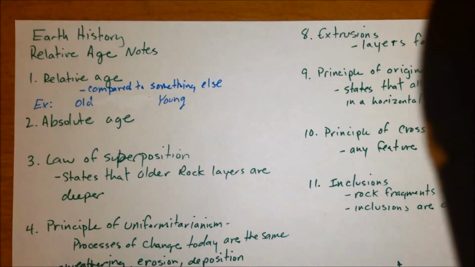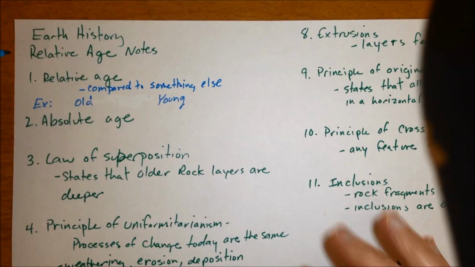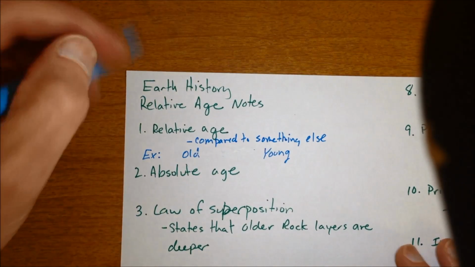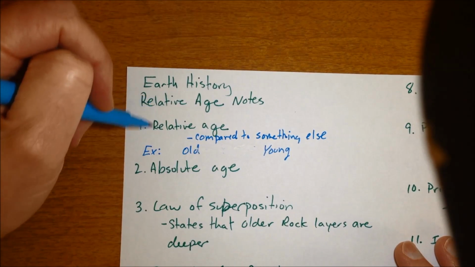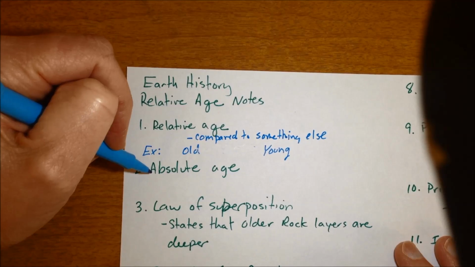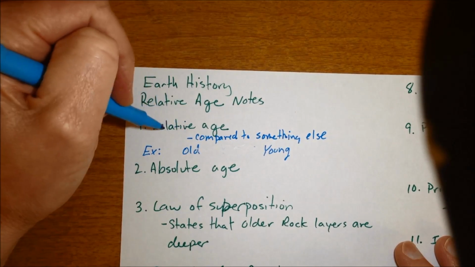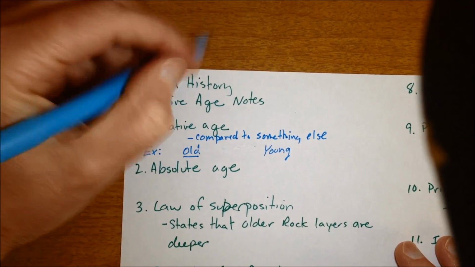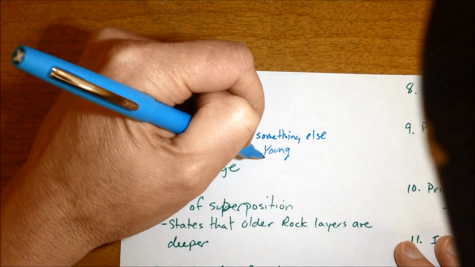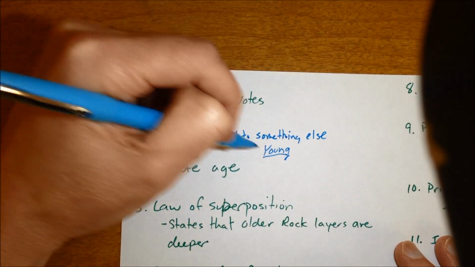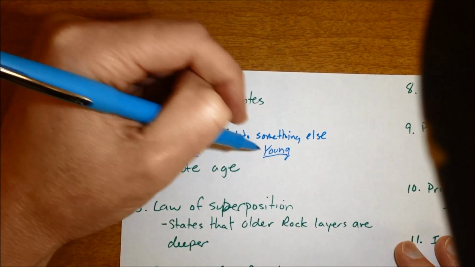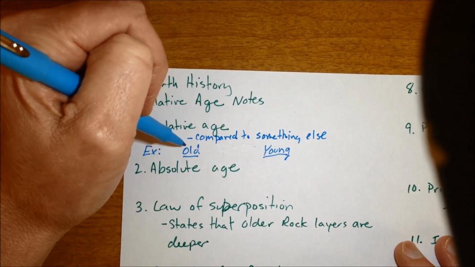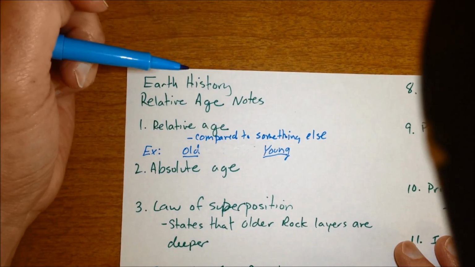Okay, this is the second video in the Earth History unit on relative age notes. The first part of the unit is comparing relative age to absolute age. Relative age is the age of something compared to something else. For example, I am old compared to you, who are young. It doesn't tell me my exact age, it just says compared to somebody else. You know, Mr. Modis is pretty dang old compared to his students.